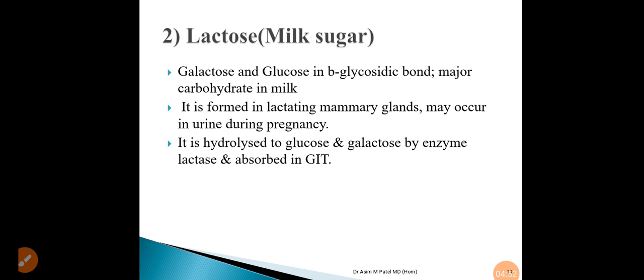Another example of a disaccharide is lactose or milk sugar. Galactose and glucose are linked through the beta glycosidic bond, and they form lactose. It is a major carbohydrate present in milk. It is formed in lactating mammary glands. It may occur in urine during pregnancy. It is hydrolyzed to glucose and galactose by the enzyme lactase, and it is absorbed in the gastrointestinal tract.